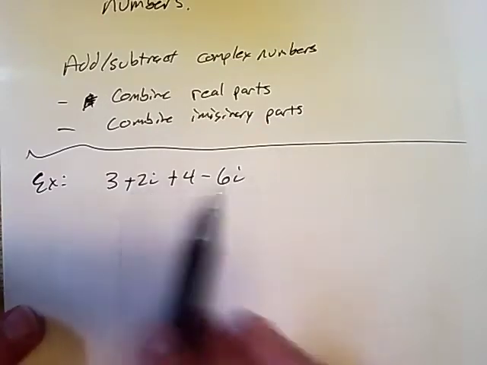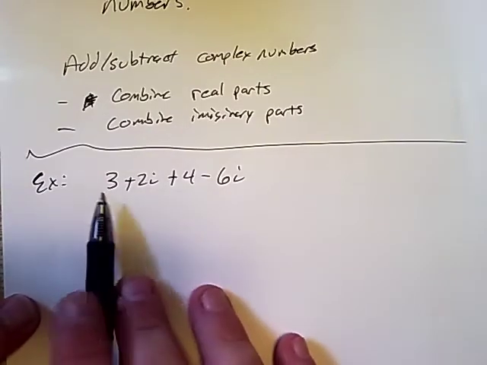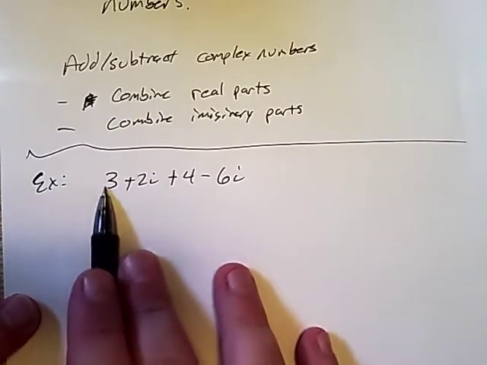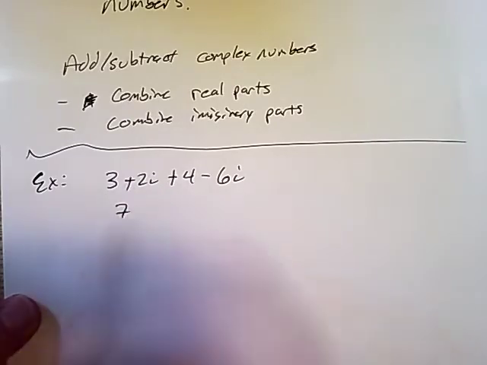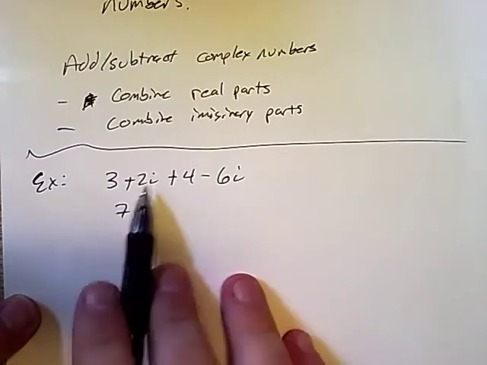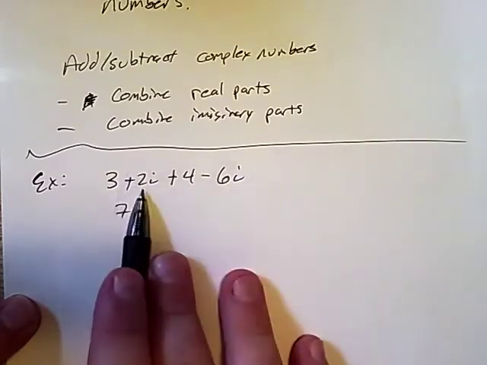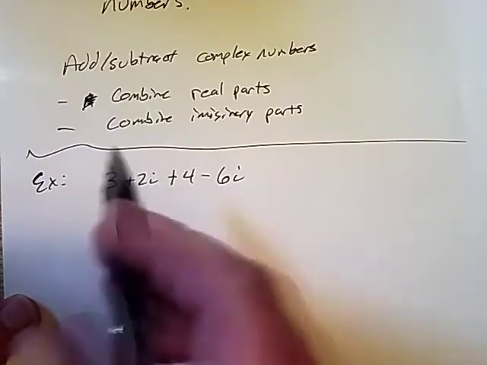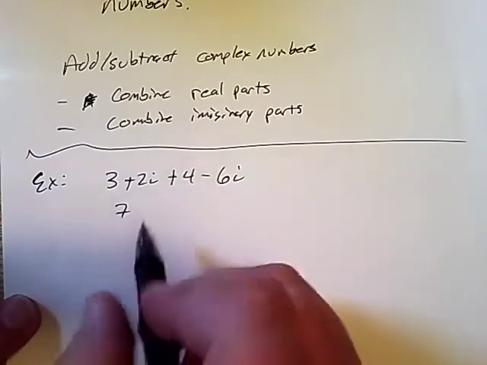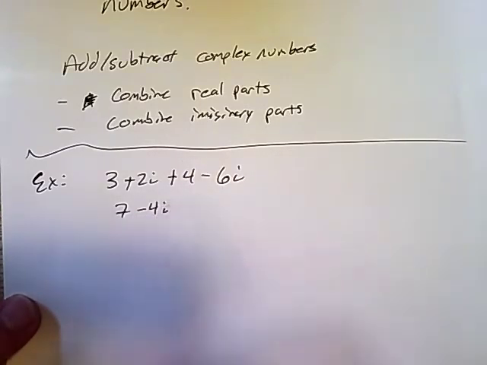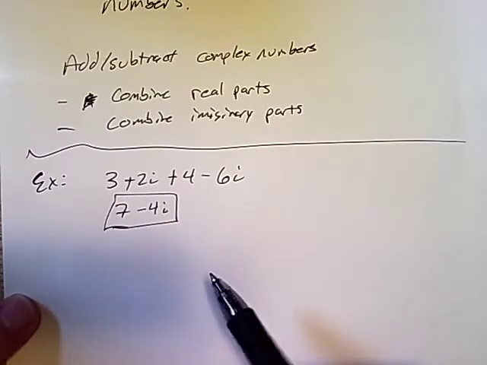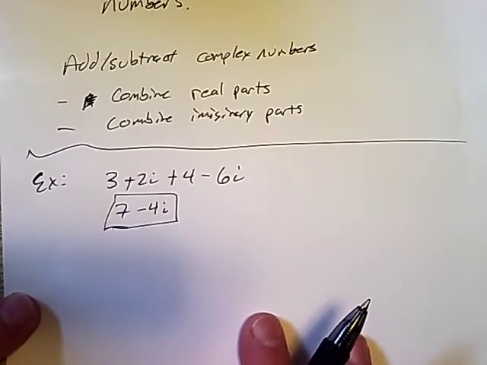So when I'm adding these together, what I'm looking to do is combine my real parts. So I have a positive 3 and a positive 4, so that would give me a 7, right? Then I look at my imaginary part. So I have a positive 2 and a negative 6. Well, 2 to the right, 6 to the left leaves me at negative 4 for the imaginary parts. And that's the extent of that problem.